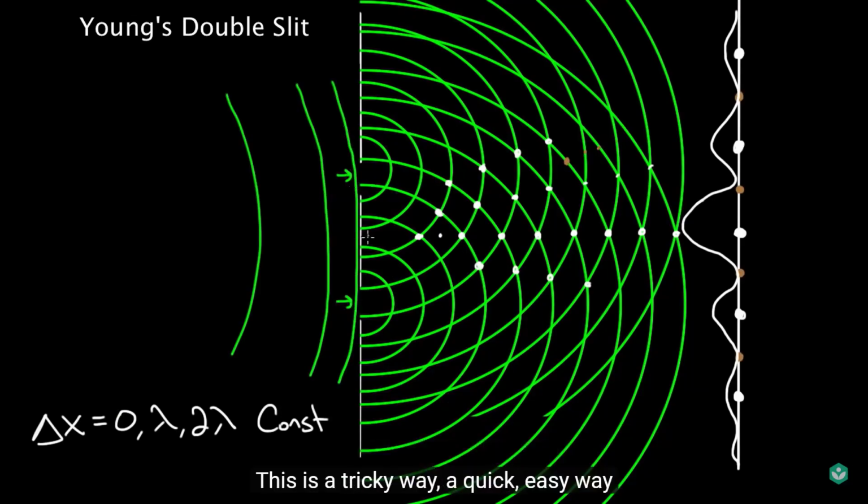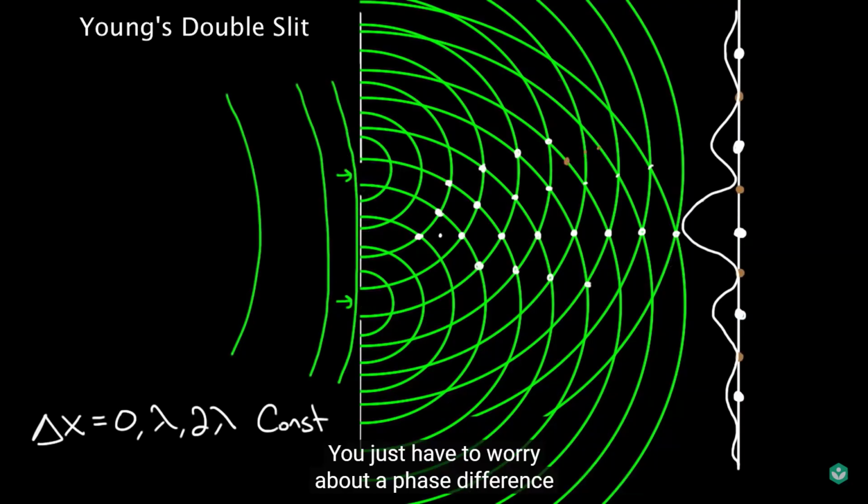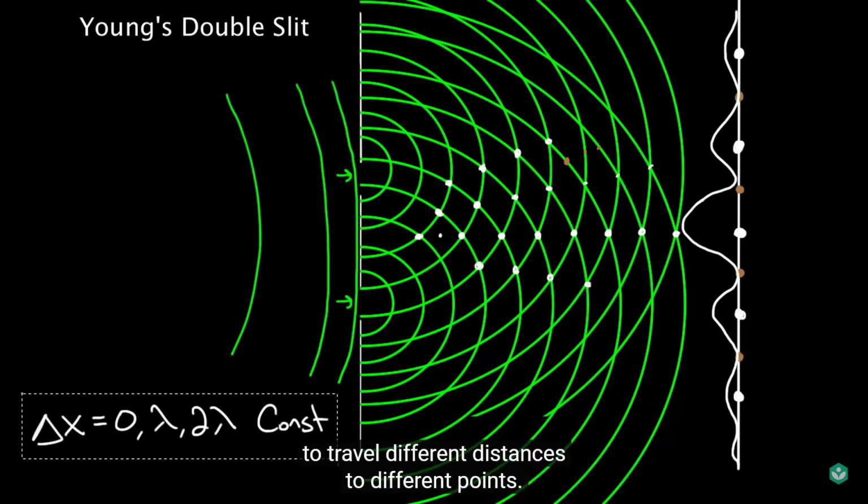This is a tricky way, a quick, easy way to make sure your 2 sources coming out of these 2 holes are exactly in phase. You don't have to worry about any phase difference caused by the source. You just have to worry about a phase difference caused by the fact that these waves are going to travel different distances to different points.